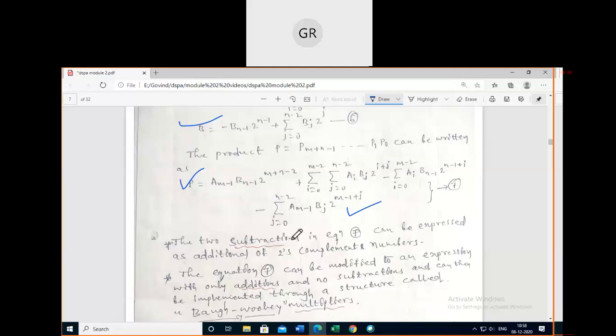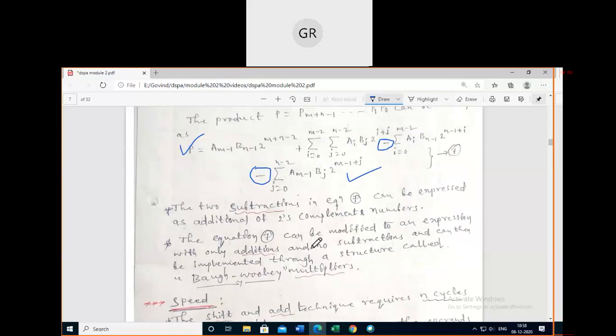Here there are two subtractions in this equation, which can be expressed as addition of 2's complement numbers. The equation 7 can be modified to an expression with only additions and no subtraction, and can then be implemented through a structure called Baugh-Wooley multiplier. Here there is no subtraction. We can implement this equation number 7 using addition only. Then we call it a Baugh-Wooley multiplier.